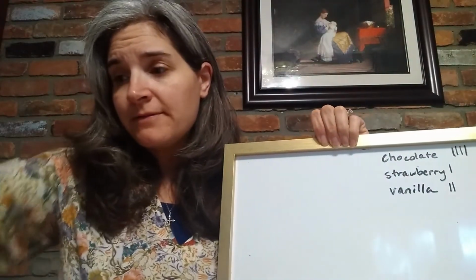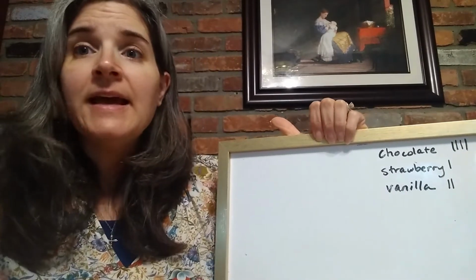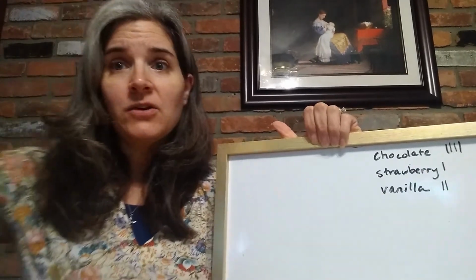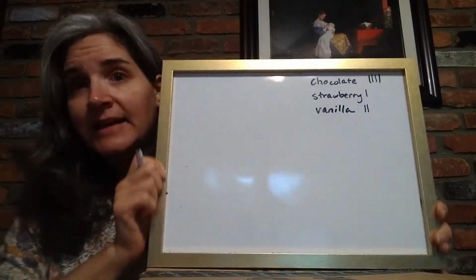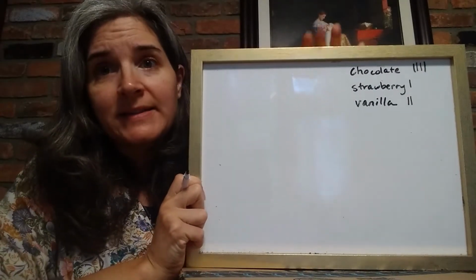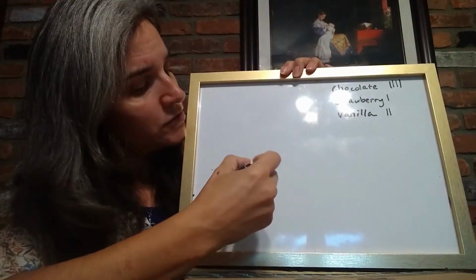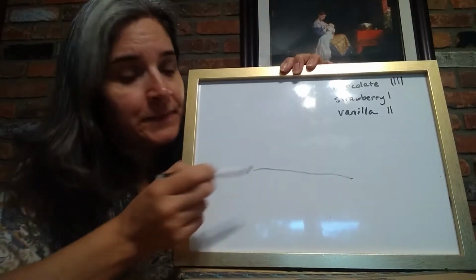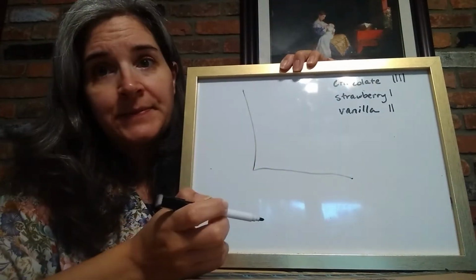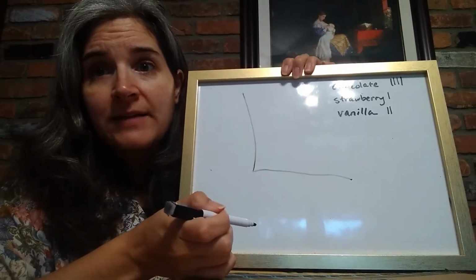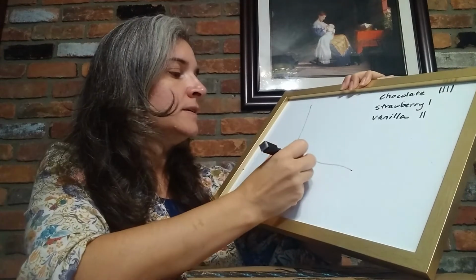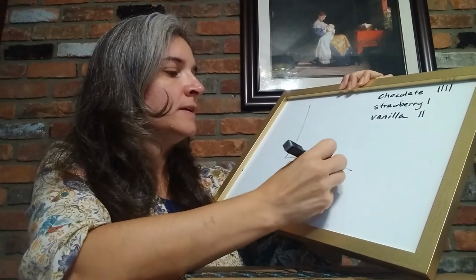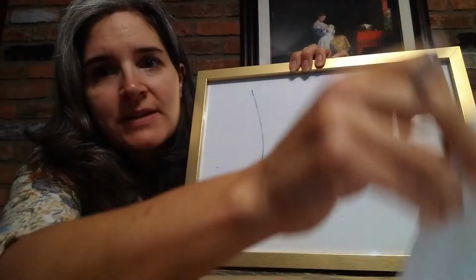When we make a bar graph, we're going to make an x-axis and a y-axis. And when you make a graph, the x-axis is always along the bottom and the y-axis is going up. So here I'm going to draw an x-axis and our y-axis. And along our x-axis, we're going to have our flavors. So I'm going to have chocolate, strawberry, and vanilla. I'm just writing their abbreviations here.